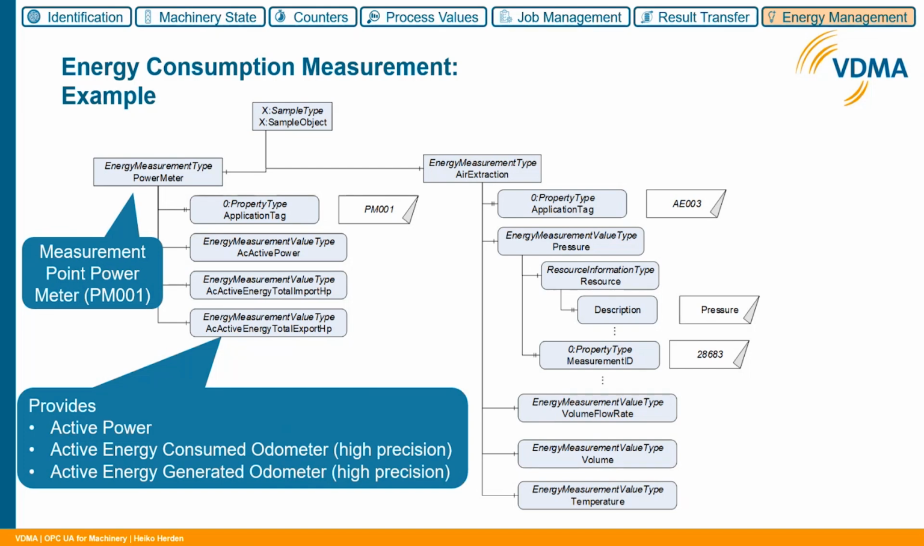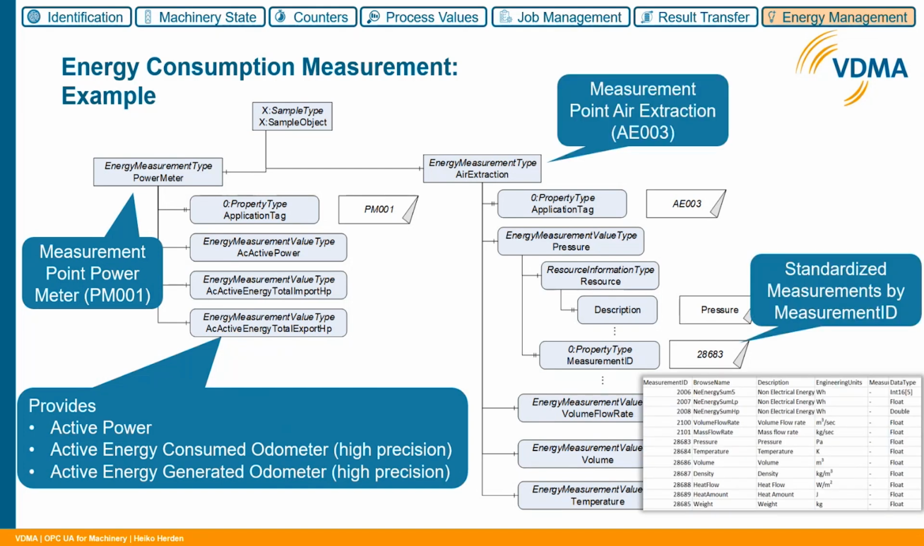While on the other hand, the air extraction defines four different measurements: the pressure, the volume flow rate, the volume, and the temperature. And this is really a standard sensor that can measure all these things, for example. And you get a clear idea on what kind of measurement information it is by the usage of the measurement ID.